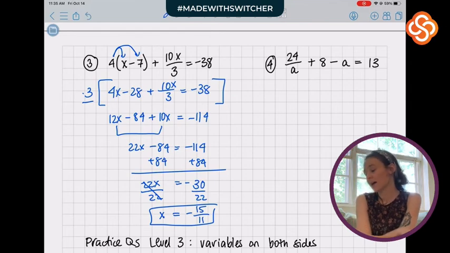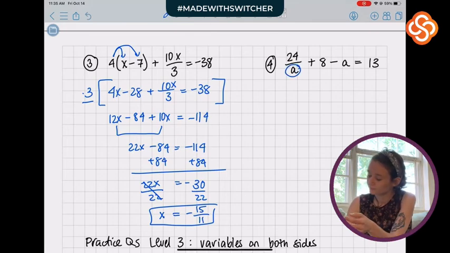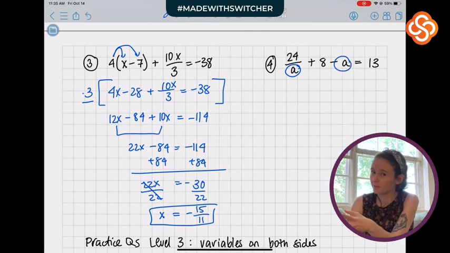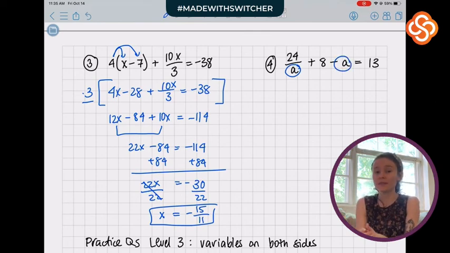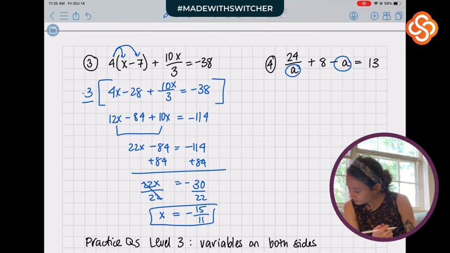Next example, it has some stuff in there. Let's start with the main question. What are you trying to get by itself? The variable a, but there's 2 of them. So you need to combine them. However, one of the a's is stuck in a fraction. So what are you going to do?